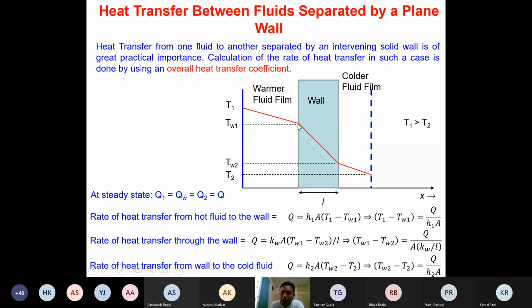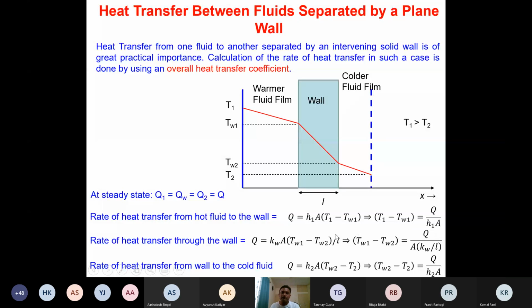Tw1 is the temperature at the surface of the wall, and therefore delta T is going to be T1 minus Tw1. So from Newton's law of cooling, the associated heat transfer coefficient multiplied by area into delta T is going to give me the rate of heat transfer. So Q is given as H1A, T1 minus Tw1. I can rearrange this equation and write it in terms of T1 minus Tw1. So that can be obtained as T1 minus Tw1 equals Q divided by H1A.